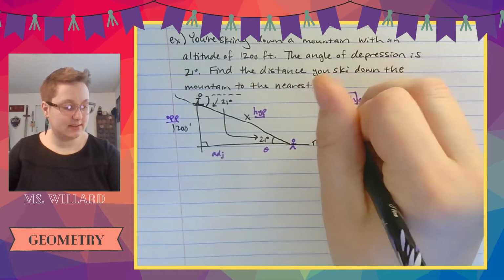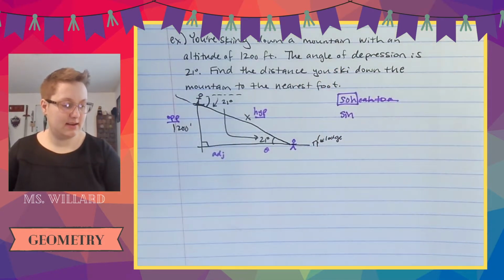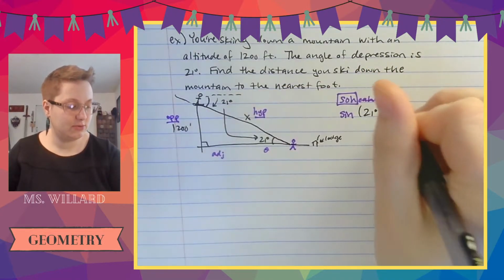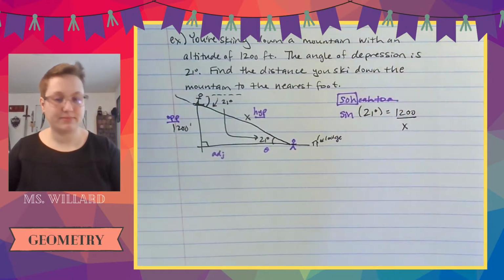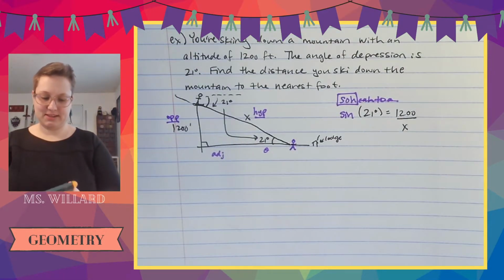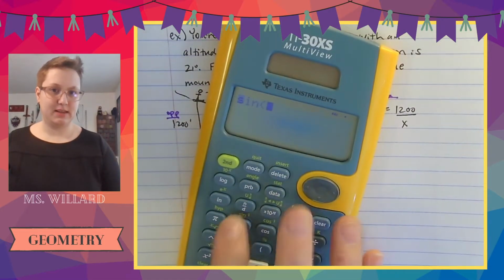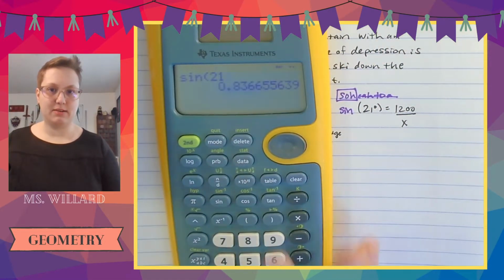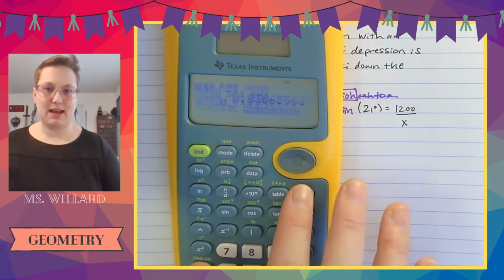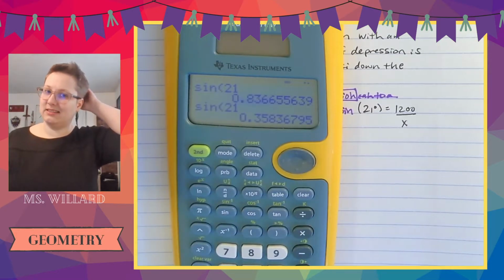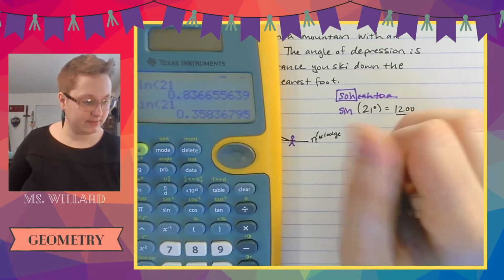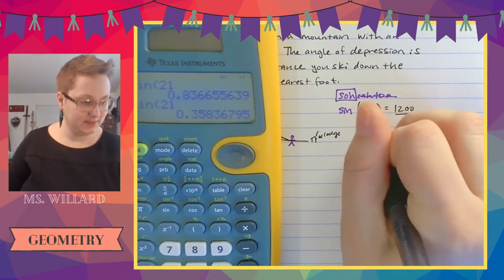So we're going to do sine of 21 degrees equals 1,200 over x. I go to my calculator and I say, hey calculator, what is sine of 21 degrees? And it tells me the wrong number because I'm in radians, so I need to switch that to degrees. You don't need to do it every time. I just happen to be tutoring a kid in calculus, and he needs it in radians. So in degrees, my calculator says that's 0.358.